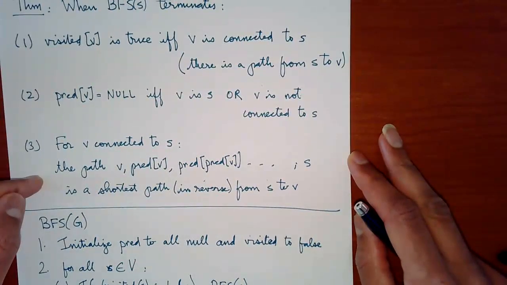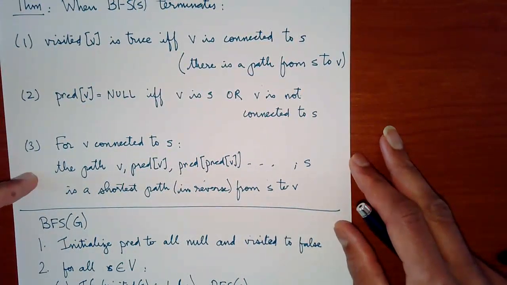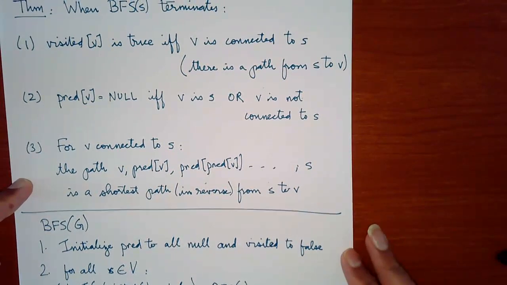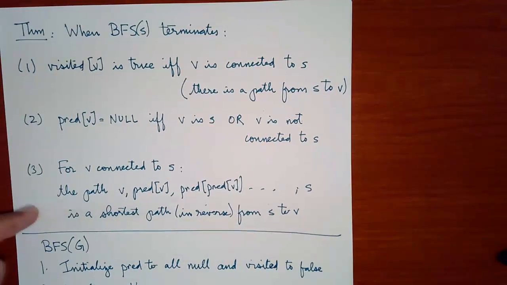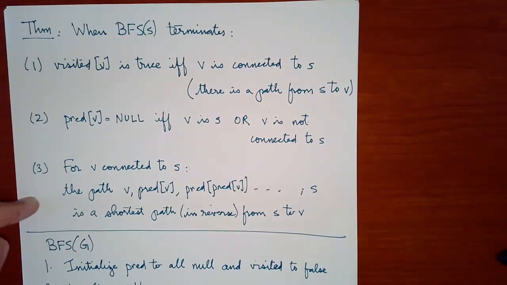So the question is, do you want me to prove this theorem? A is yes, B is no. B is I've already seen the proof, but A is yes, I want you to prove this theorem. Okay, all right. So most of you would like to see the proof of this theorem.